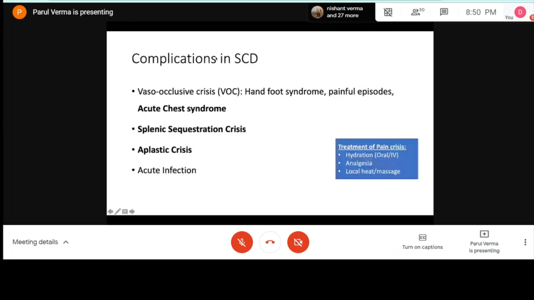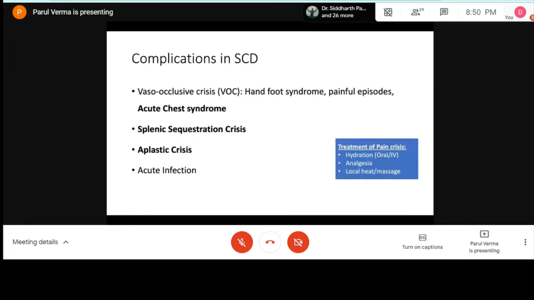So treatment of pain crisis: children with pain crisis do not need ICU care. It's an outpatient treatment. They just have to be told to take adequate hydration. They have to be given oral analgesics, and local heat and massage therapy is advocated. If the child is unable to take orally, then the child would be admitted, given IV hydration, given IV analgesia, and local heat and massage. ICU care is only needed if the child has acute chest syndrome because of vaso-occlusive crisis.